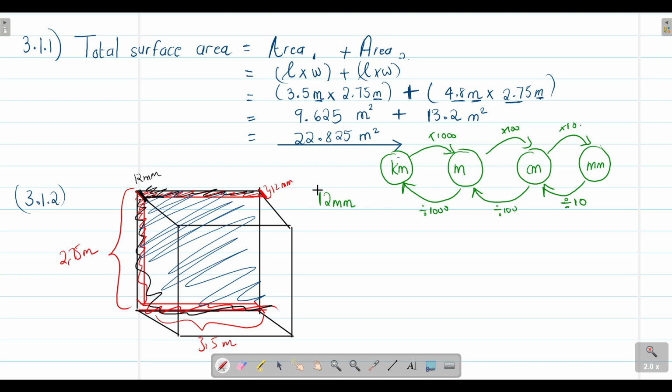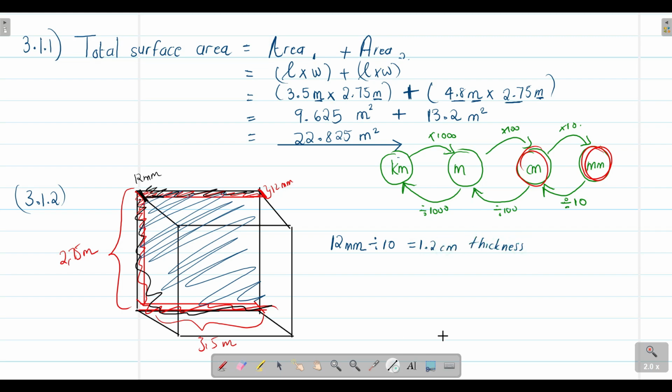Okay, so we are converting that 12 millimeters into centimeters. What do we need to do? We are currently here at millimeters. We want to go to centimeters. So what are we going to do? We are just going to take that 12 millimeters, right? And we are going to divide it by 10. Okay, so that's 12 millimeters divided by 10. That is going to give us 1.2 centimeters. So that is our thickness.